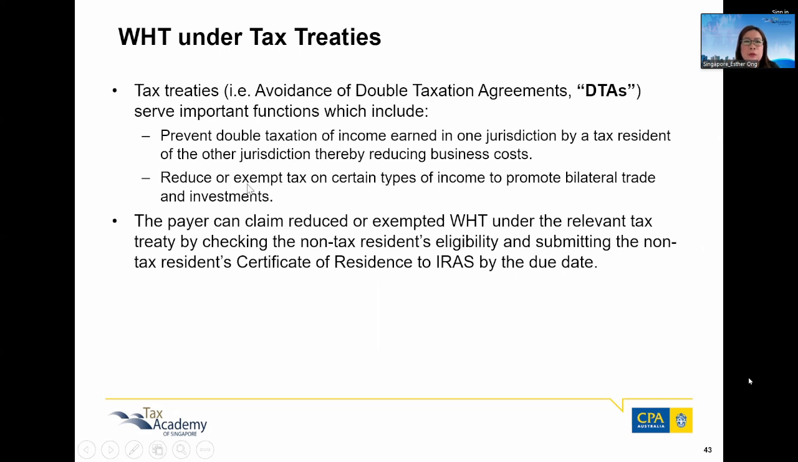And we also use tax treaties to reduce or exempt tax on certain types of income that we want to promote bilateral trade or investments. The payer can claim for reduced or exempted withholding tax under the relevant tax treaty by checking the non-resident's eligibility and also submitting the non-resident's certificate of residence to IRAS by the due date.